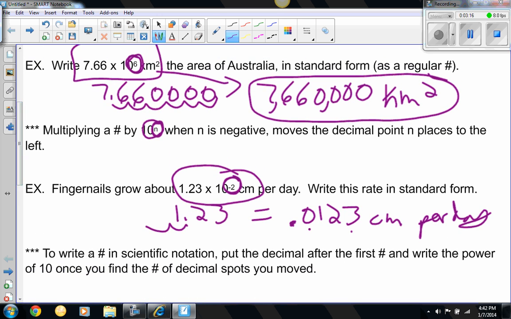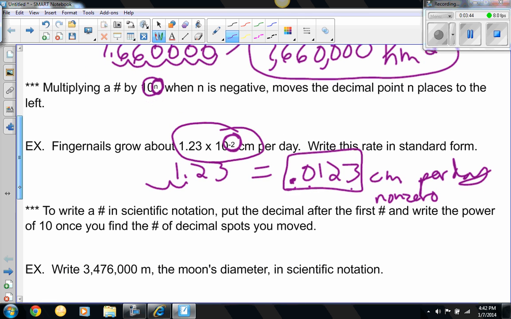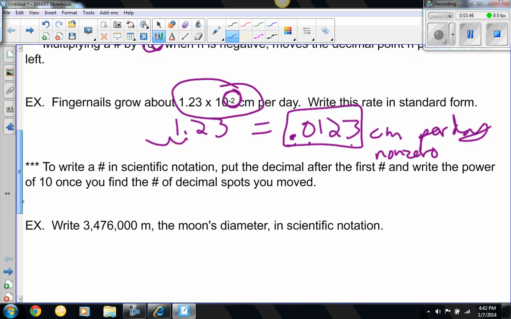So here's the next one. To write a number in scientific notation, if the number is already written as a regular number and you want to change it to scientific notation, you have to put the decimal after the first number, the first, I should add, non-zero number, because you can't just put it after the 0. That wouldn't be correct. It has to go after the first number that's not a 0. And then you write the power of 10 once you find the number of decimal spots that you have to move. And so I'm going to go through one of those right now.